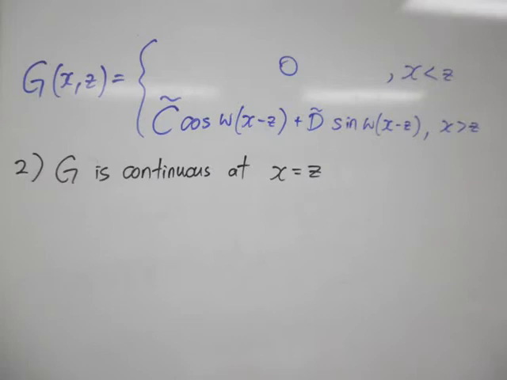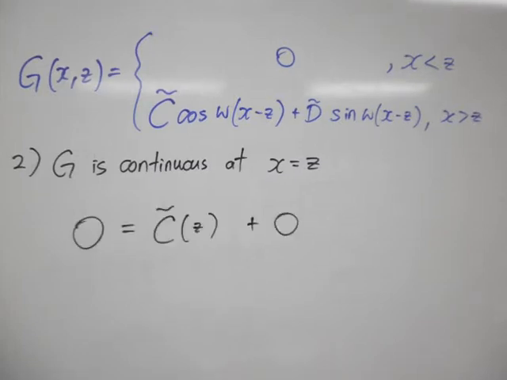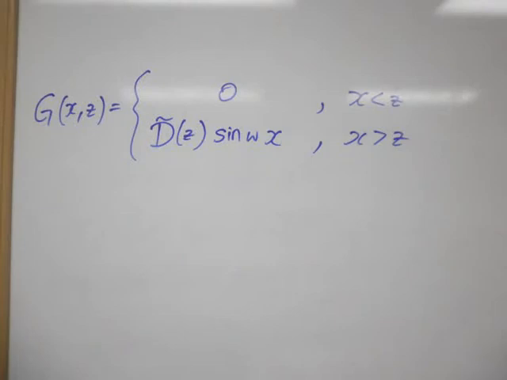Next is the fact that g is continuous at x equals z. This means that the top line and the bottom line must be equal to each other at x equals z. So c is 0. Our Green's function is now left with one last function to be determined.